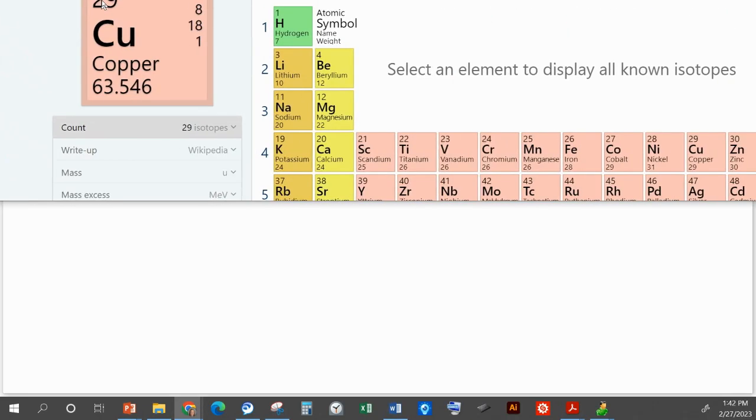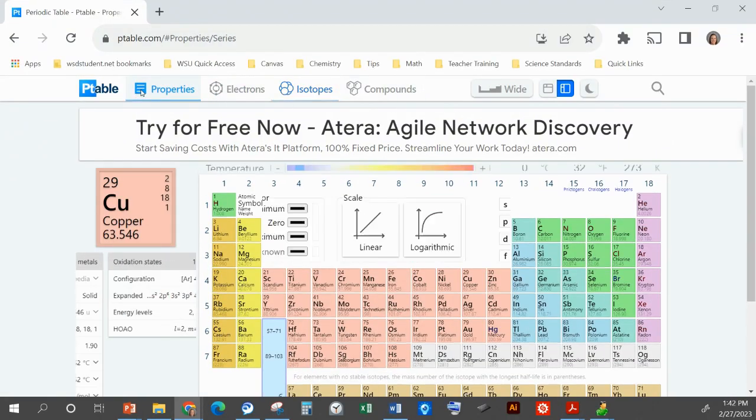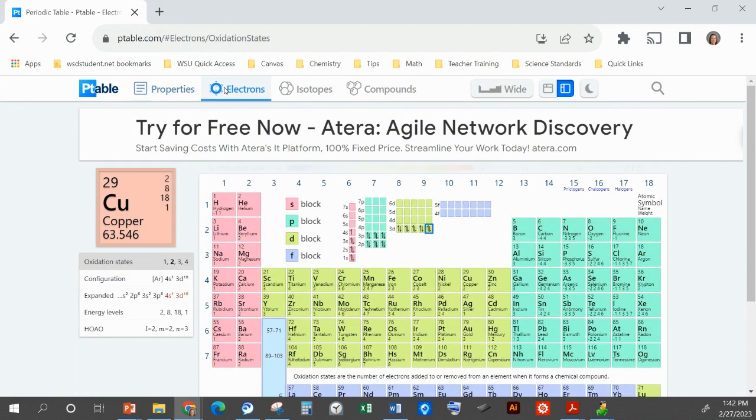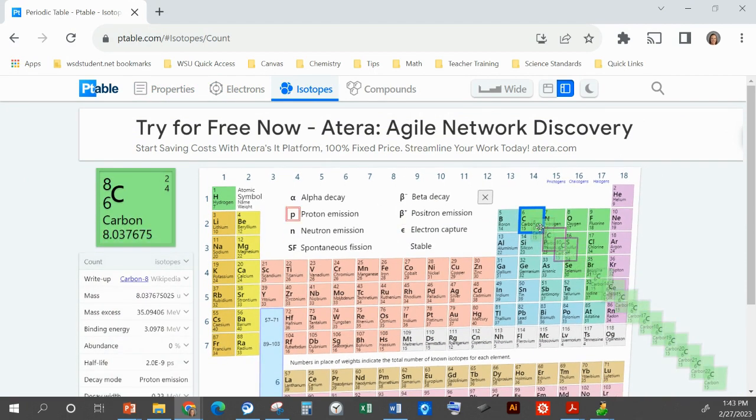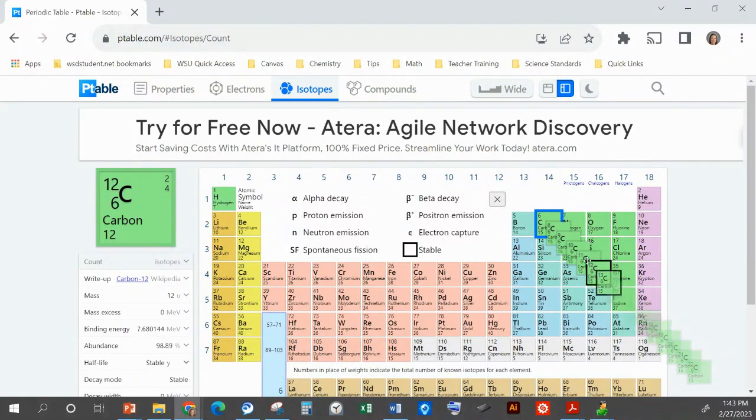All right, so let's go to ptable.com, and along the top, usually we look at properties, but you can also look at the electrons, and then we can look at the isotopes. So if you click on one of these elements, like carbon, and you drag your mouse, you can see which isotopes there are, and which ones are stable and which ones are unstable. The ones that have a blue box around them are going to undergo beta decay. So they're going to emit a beta particle, like on your list.